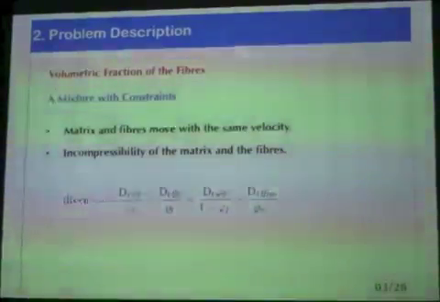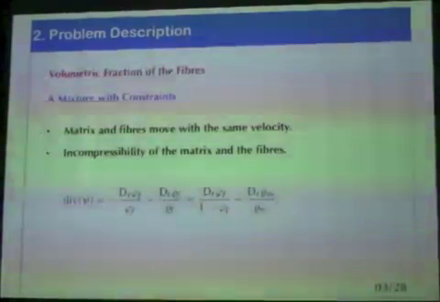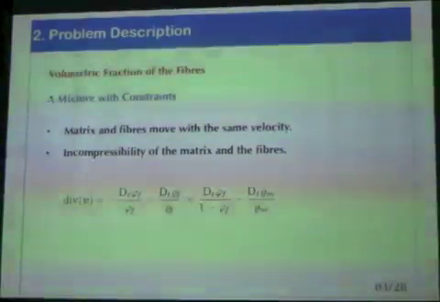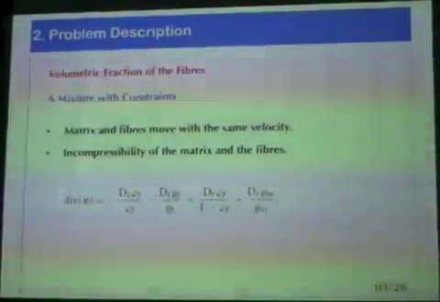Further, we assume that this is a mixture with constraints. The first one is that matrix and fibers move with the same velocity, and the second assumption is about incompressibility. So we assume that both the fibers and the matrix are incompressible materials.